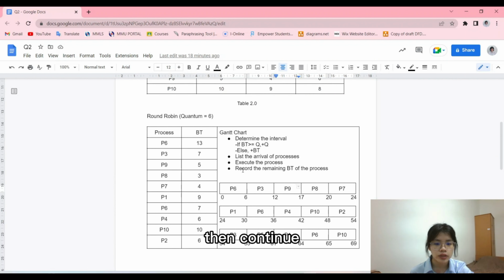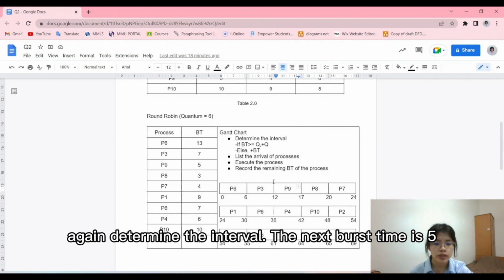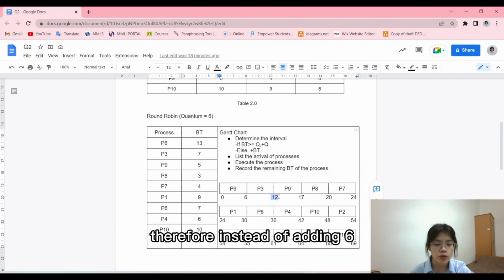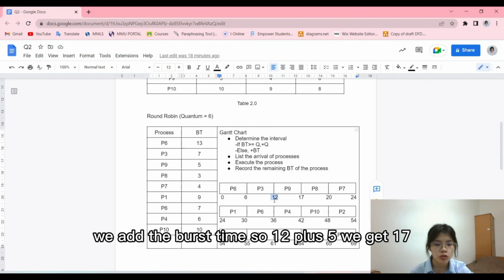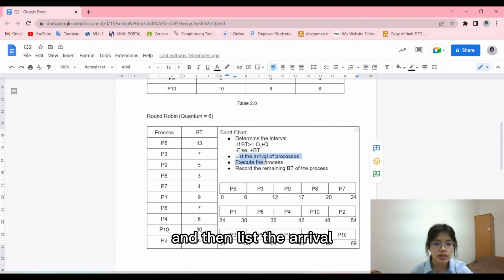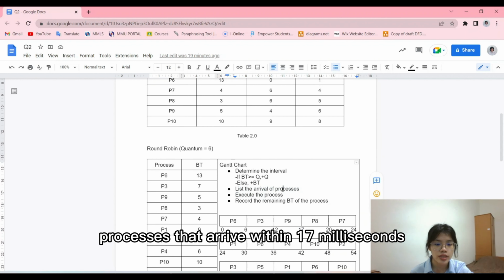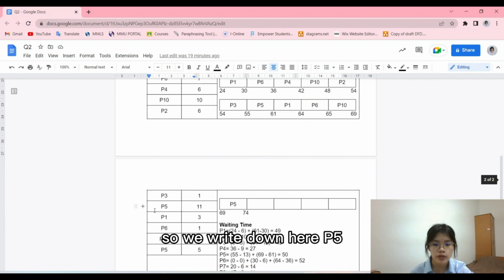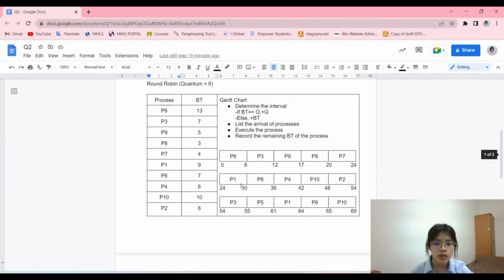Then continue. Again, determine the interval. The next burst time is 5. 5 is smaller than the quantum 6. Therefore, instead of adding 6, we add the burst time 5. So 12 plus 5, we get 17. And then list the processes that arrive by 17 milliseconds. We have the last process, which is P5. So we write down P5 and its burst time.